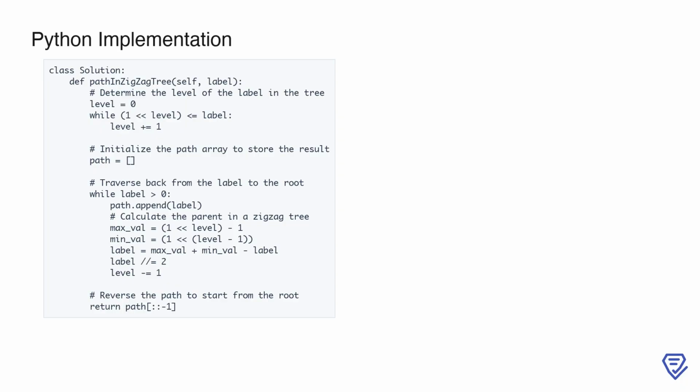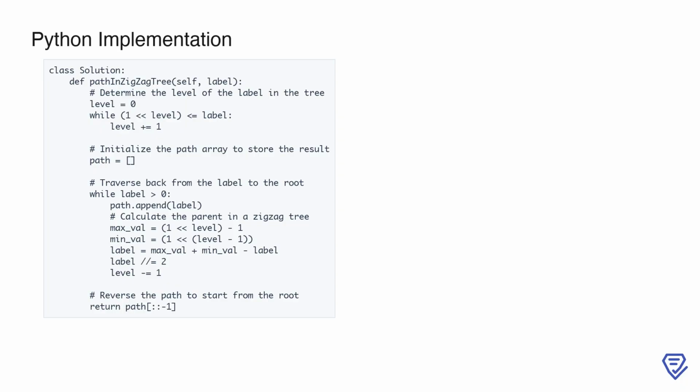1. Determine the level. The first while loop calculates the level of the given label in the tree. Here, one level computes powers of 2 to find the range of each level, e.g., level 1 is 1, level 2 is 2, 3, etc. The loop continues until the current power of 2 exceeds the label. 2. Initialize path. An empty path list is initialized to store the sequence of nodes from the given label to the root. 3. Traverse backwards. The main while loop runs until label becomes 0, which means we've reached the root.